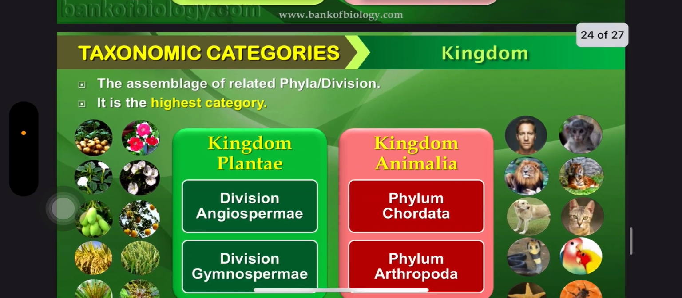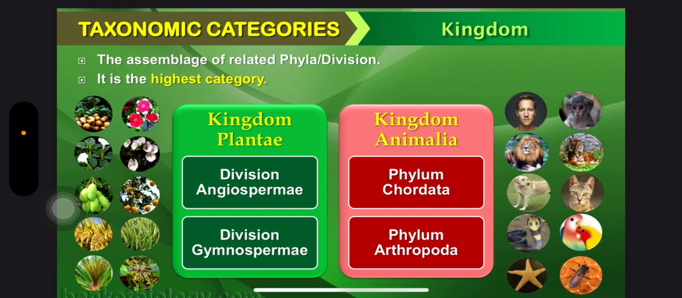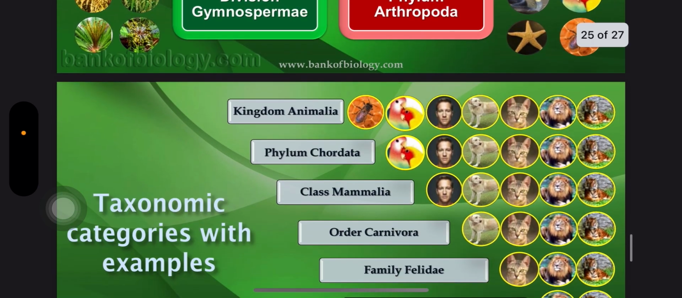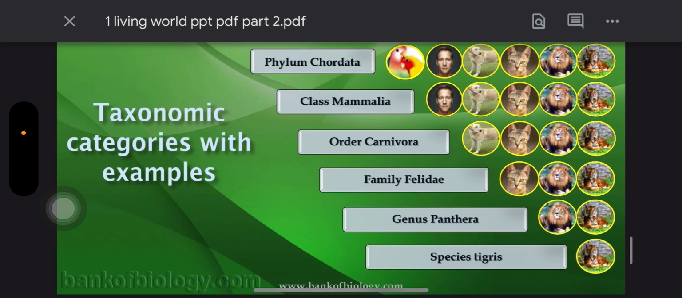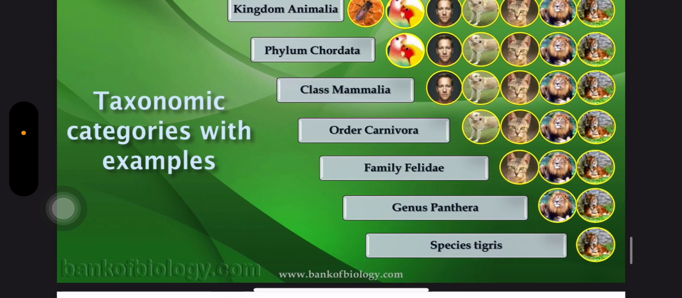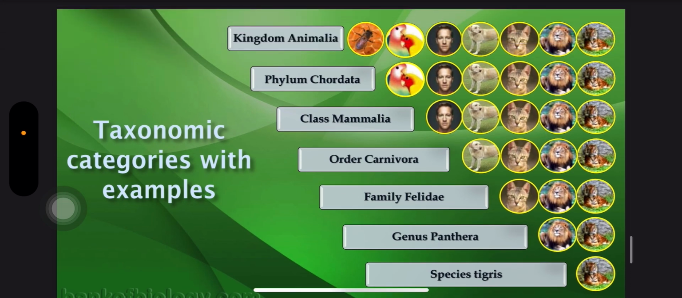The next is the kingdom, the highest category. All these phyla or divisions together form the kingdom. It is the highest category. What is the smallest category? Species, right? Angiospermae and gymnosperms come under the kingdom Plantae, and Chordata and Arthropoda come under Animalia. Here is the kingdom Animalia, all animals, phylum Chordata. They have given taxon category examples: species tigris, genus Panthera, family Felidae, order Carnivora, class Mammalia, phylum Chordata, kingdom Animalia.